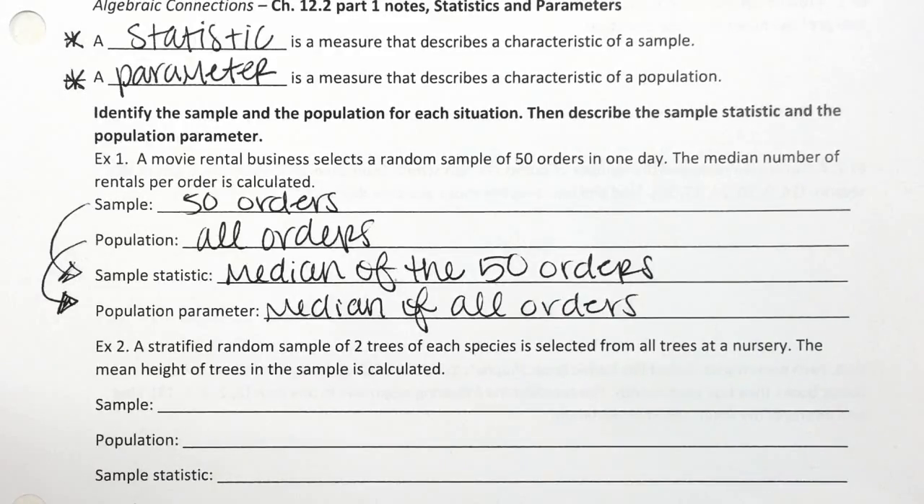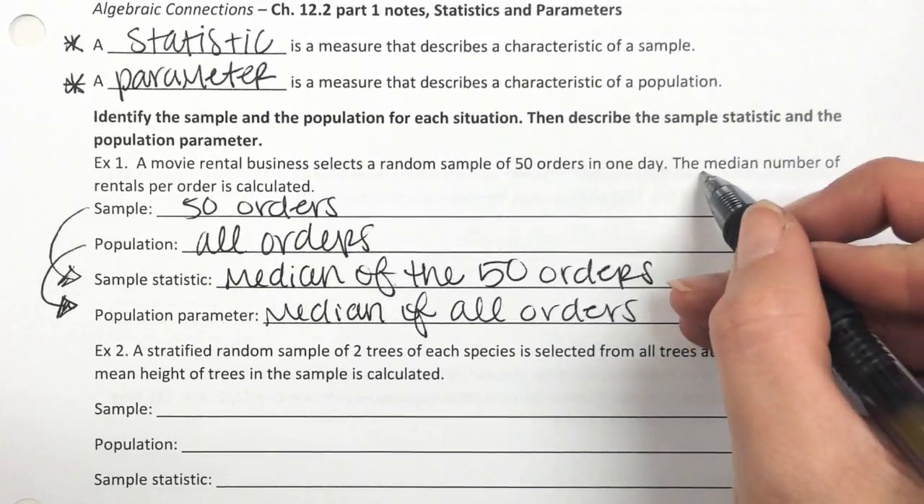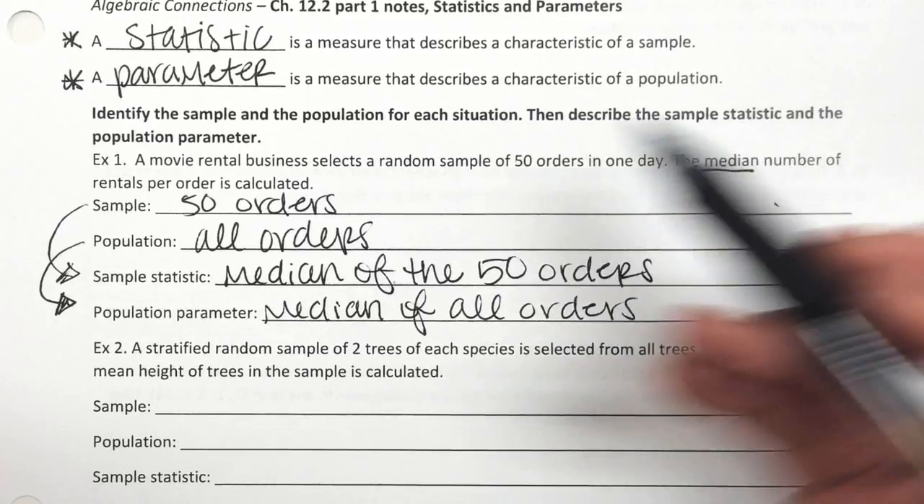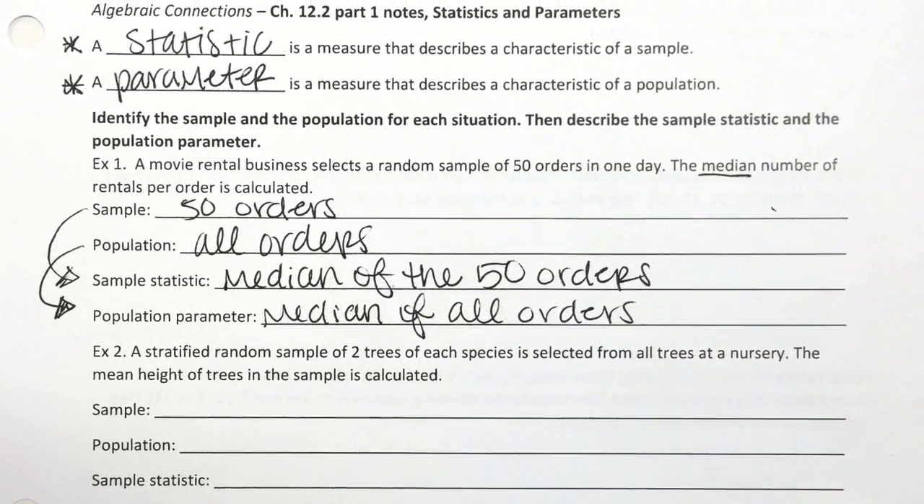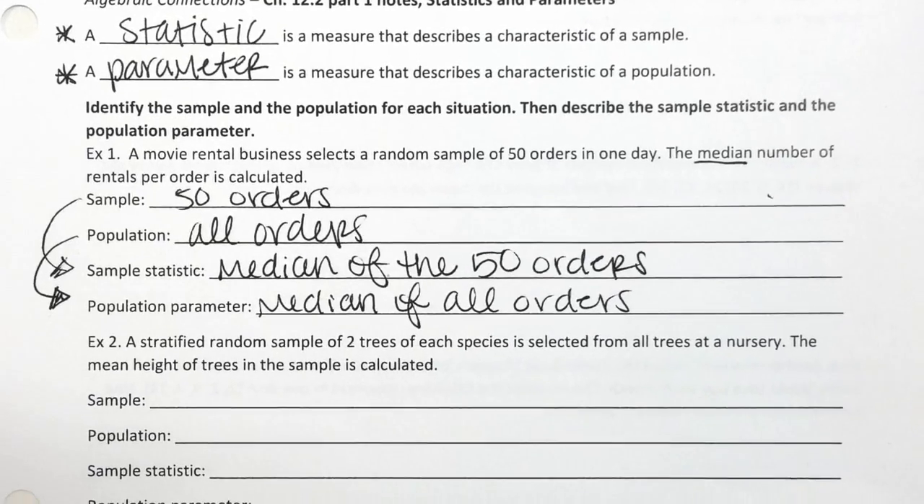Does that make sense? Okay. No, Paige? Which part? How do you know it's the median? Oh, because it says it in the original. If this were to say the mode, we would say the mode of all 50 orders. Or the mean, we'd say the mean of all 50 orders. It just depends on what it's talking about in the original. Any other questions?